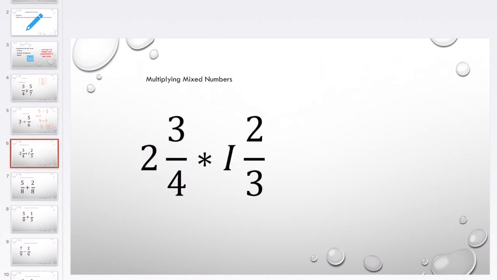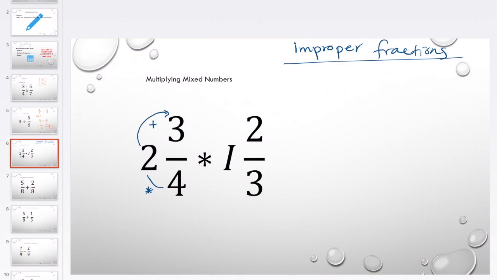Next slide. Multiplying mixed numbers. First thing I have to do is convert into improper fractions. And how do I do that? I multiply these 2 and add the product to this 3. So 4 times 2 is 8. 8 plus 3 is 11. And that will give me this fraction. Multiply. 3 times 1 is 3. Plus 2 is 5.